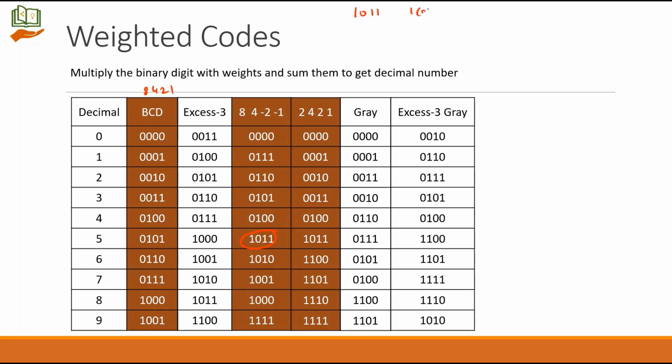1011: 1 into 8 plus 0 into 4 plus 1 into minus 2 plus 1 into minus 1. That is 8 plus 0 minus 2 minus 1. 8 minus 3 will give you 5. Is this 5? Yes, it is 5. How did we get this? By multiplying the binary digit with the weights and then summing them together to get the decimal number. You can randomly check with any value from these three columns that are highlighted.